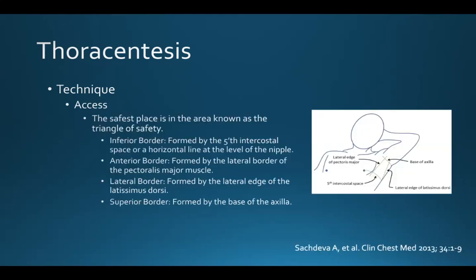The safest place is in the area known as the triangle of safety, and this is a space formed inferiorly by the fifth intercostal space or a horizontal line at the level of the nipple. The anterior border is formed by the lateral border of the pectoralis major muscle, and the lateral border is formed by the lateral edge of the latissimus dorsi. The superior border is formed by the base of the axilla.